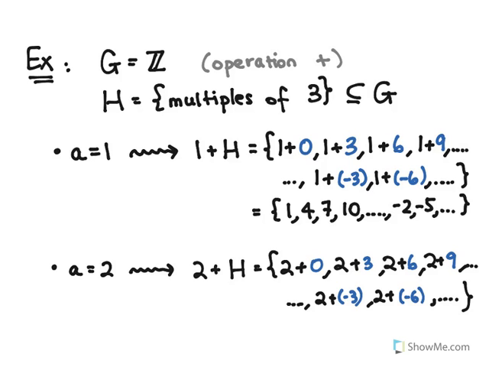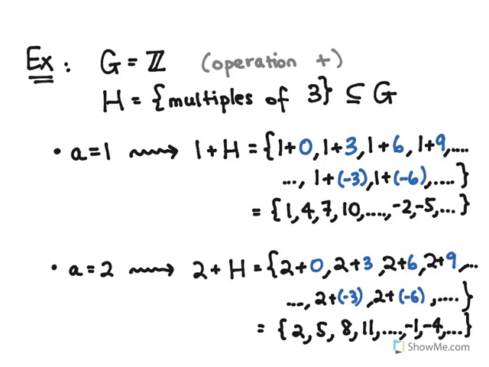Then the elements of the coset 2 plus H are going to be 2 plus any element of H. So 2 plus 0, 2 plus 3, 2 plus 6, 2 plus 9, and so on, as well as the negative ones. And so in other words, what are these numbers? They're 2, 5, 8, 11, and so on, as well as the negative ones. So these are the things that we met a couple of slides ago as 2 plus a multiple of 3. So that's a couple of different examples of left cosets in this particular group G with this particular subset H.